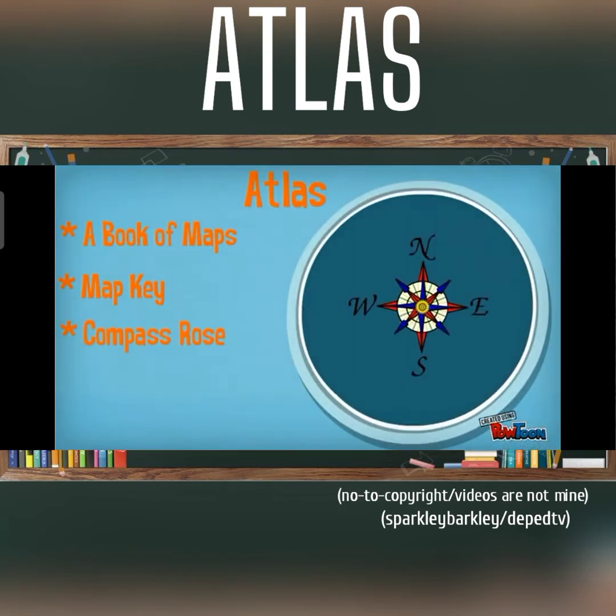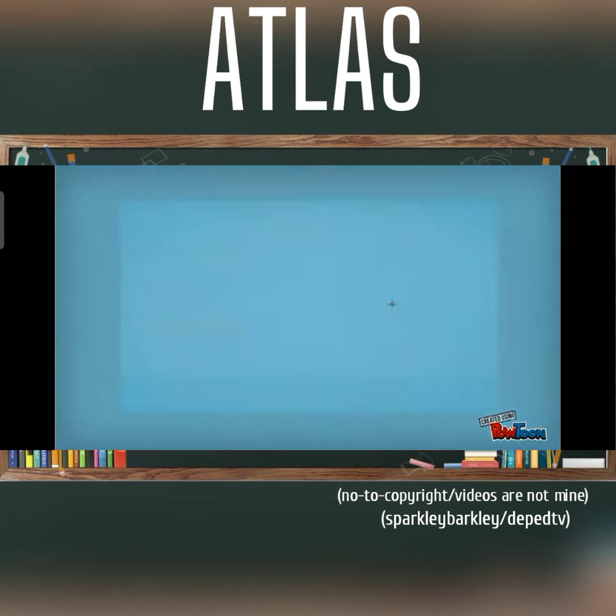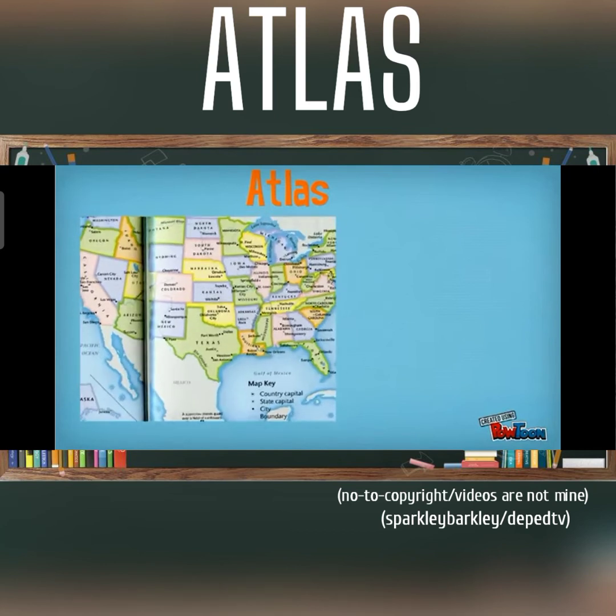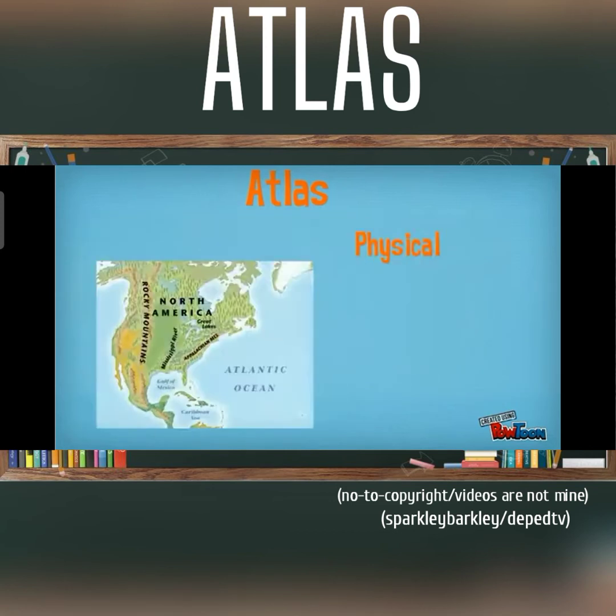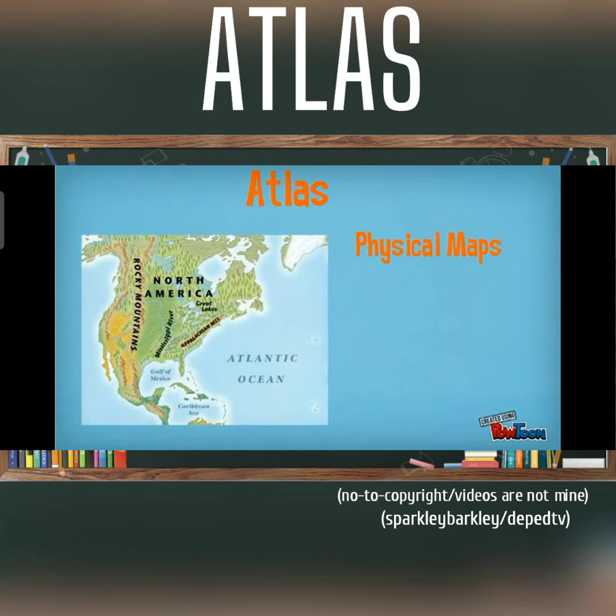Another feature is the compass rose. This tells you which direction is north on the map. There are different kinds of maps. One type is a political map. It shows you the political boundaries, such as boundaries for countries, states, or counties. Another type of map is a physical map. It reflects the features of an area, such as mountains, rivers, and lakes.